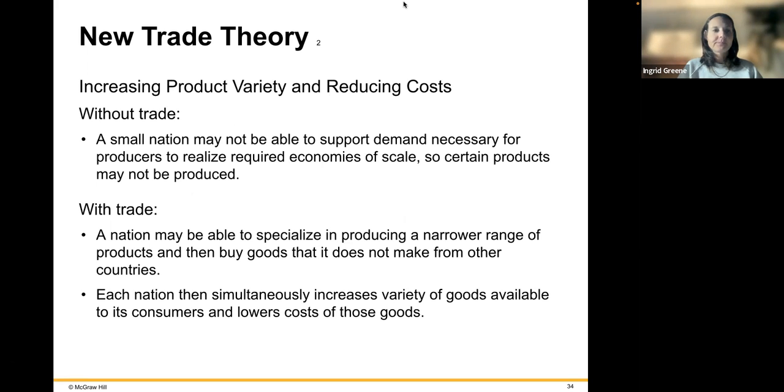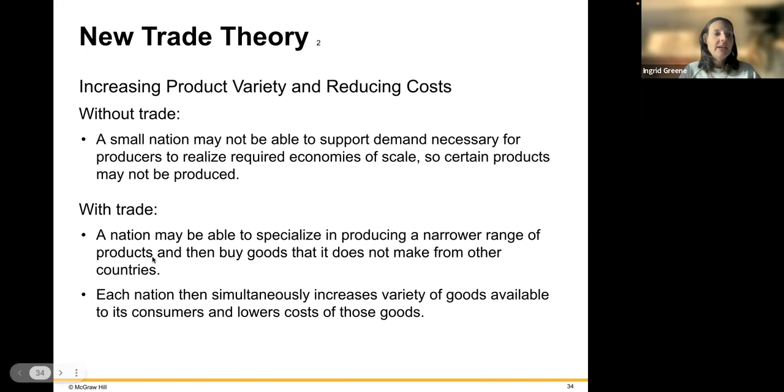So when we talk about increasing product variety and reducing costs, without trade, as we've said, a small nation may not be able to support the demand necessary for producers to realize the required economies of scale. So certain products could not be produced, right? A small nation like Switzerland or Iceland, they couldn't produce so many different products, and they could never get to economies of scale because they have such a small population. So certain products just wouldn't get produced and utilized.